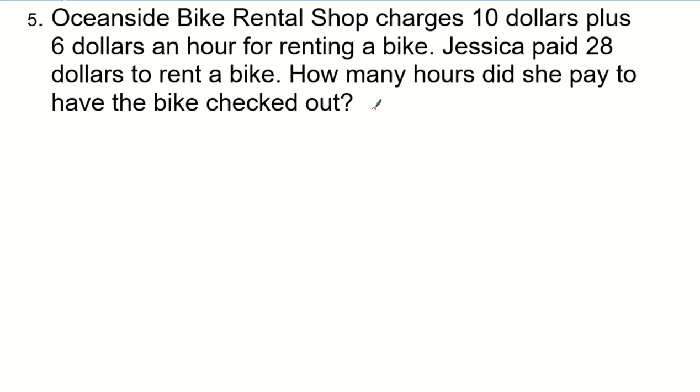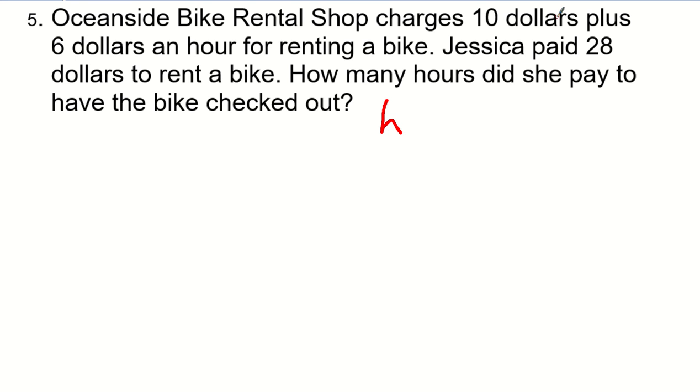You can identify a variable. You can declare a variable for the thing you don't know. Like here, how many hours did Jessica have the bike out for? How many hours did she pay for? If we don't know the number of hours, then we can call that h, or we can call it x, whatever you want. And then you can set up an equation.